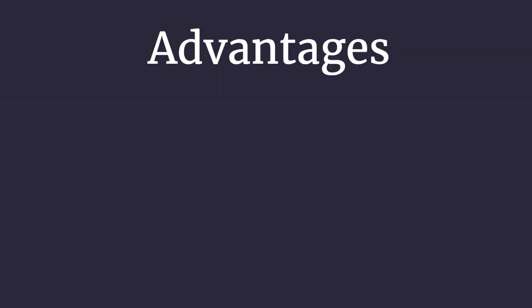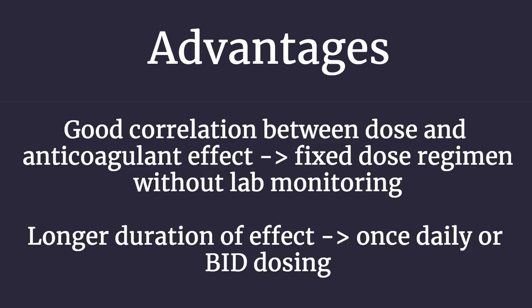All right, so let's briefly talk about the advantages and limitations of the low molecular weight heparins. One of the major advantages is better correlation between dose and anticoagulant effect. This is why we can have a fixed dose regimen without lab monitoring. So by fixed dose, I mean it's still a weight-based dosing for therapeutic dosing, so milligram per kilogram, but we have specific milligram per kilogram dosing.